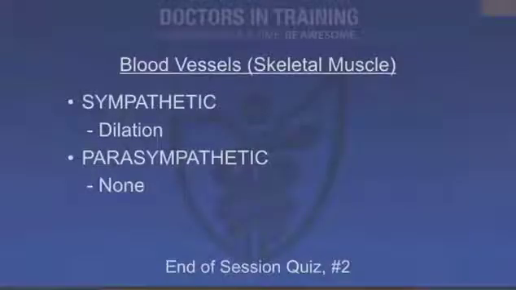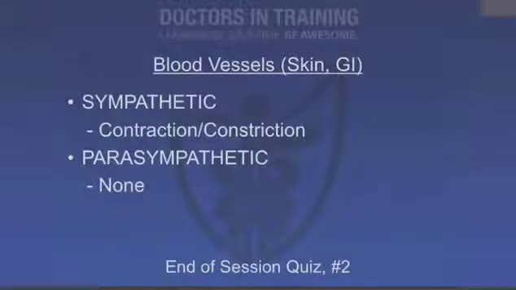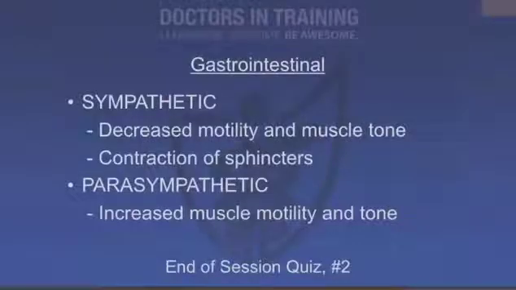Blood vessels, and we'll divide this up into skeletal muscle and skin and GI. On the skeletal muscle blood vessels, on the sympathetic side, you'll get dilation. Parasympathetic, you're not going to get anything at all. You're going to get no response. On the blood vessels of the skin and the gastrointestinal tract, you're going to get contraction and constriction on the sympathetic side and no reaction on the parasympathetic side. Gastrointestinal: you're going to get decreased motility and decreased muscle tone and contraction of the sphincters with sympathetic stimulation. And on the parasympathetic side, you're going to get increased muscle motility and tone.